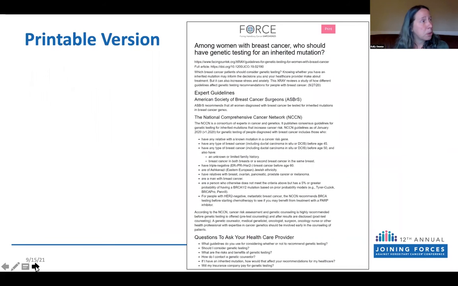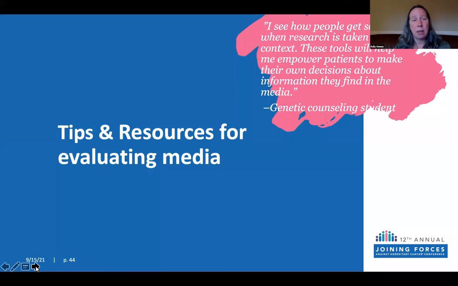This is also printable, so you can take copies to your doctor if there are questions that you have that would be useful. So we cover a number of these every month, but we can't cover all the media that's out there. So there's quite a bit of media coverage at different points in time. And we want to leave you with some tools for evaluating media for yourselves and resources to use in doing that.